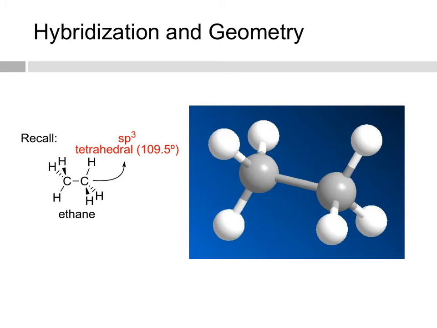Alkanes consist of sp3 hybridized carbons. Recall that these are tetrahedral in geometry. If you look at the 3D model of ethane, you can see that this is the carbon, and this is the hydrogen that's in the plane. This hydrogen is coming out of the page, and we depict that using a wedged bond, and this hydrogen is going towards the back, and we depict that using a hash bond.